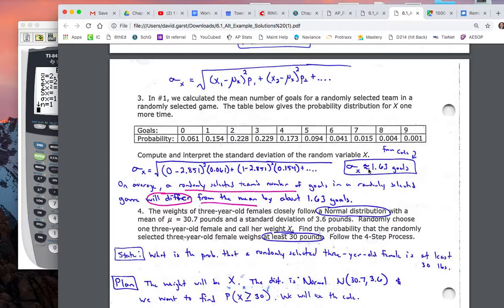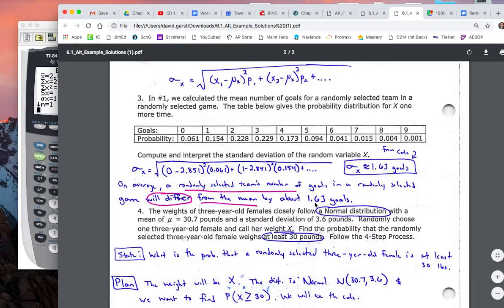Now, what does that mean? That means that after many games, a randomly selected team from a randomly selected game will be about 1.63 goals away from the average number of goals that we would expect to be about 2.851. So that means that typically what we would expect in NHL hockey is anywhere between 1 to 4 goals or so, which we can see as the relationship between the average and the standard deviation.